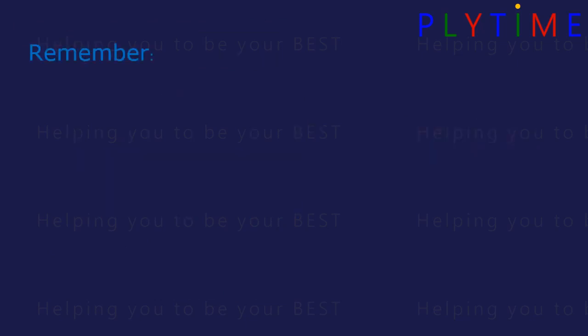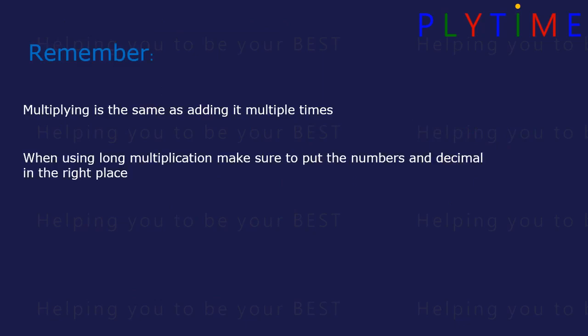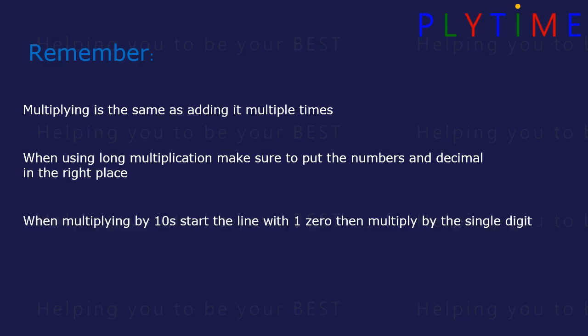Remember, multiplying is the same as adding a number multiple times. When we're using multiplication, we need to make sure we put the numbers and the decimal point in the right place. When we're multiplying by tens, we start the line with 0 and then multiply by the single digit.